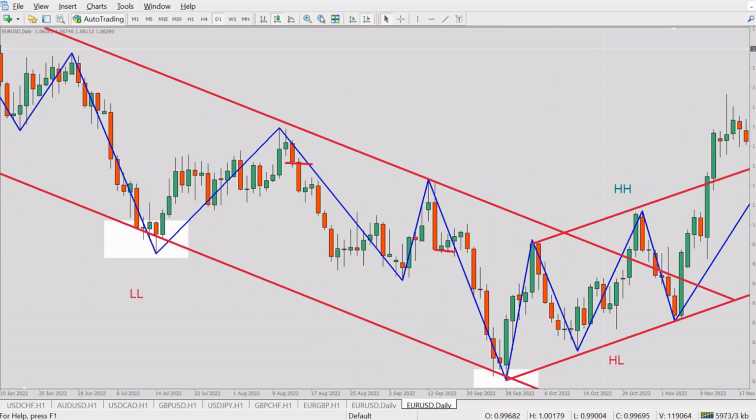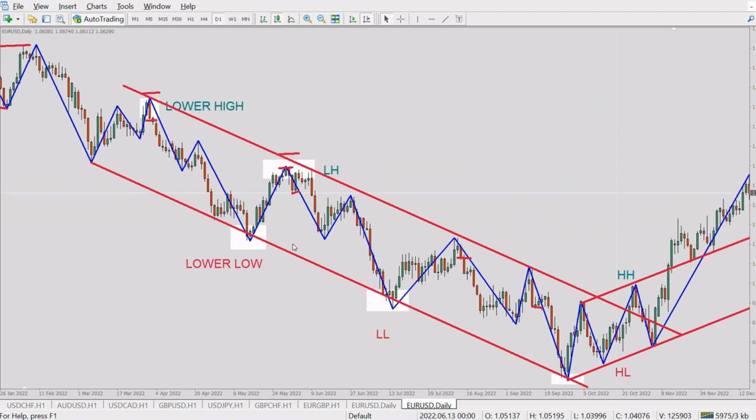And as for the exits, there are traders who like to exit a trade when the price touches the opposite side of the channel. So this could have been basically the lower low. This would have been a potential take profit. Also this one, also this one. Or for traders who are using a trailing stop, well, that's another story. So this is basically how to trade within the price channel manually. And this concludes the first part of my video.